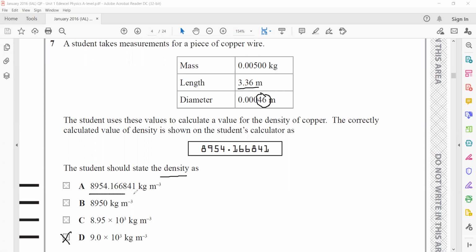Because in this answer there are many significant figures: four significant, 3 and 2. So our values are 3 and 2, so 2 is also there. The smallest value is two significant figures. So the final answer should be according to the smallest number of significant figures. That's why D is the right answer.